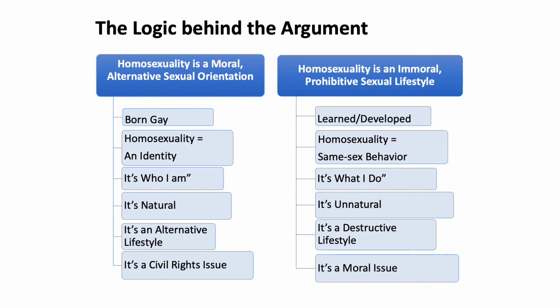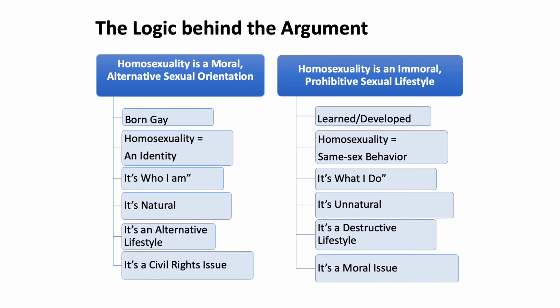So this side on the right would suggest that it's learned and developed, that it is really about same-sex behavior. And if it's behavioral and what you do, right, that's different than who you are as a person. So our behavior could be unnatural or abnormal, right? And this side would suggest that it's destructive.